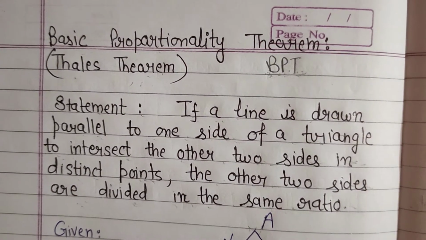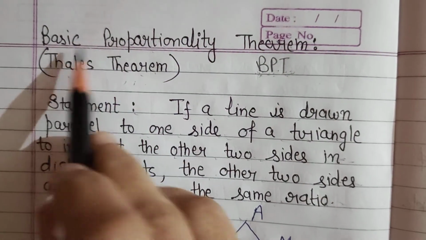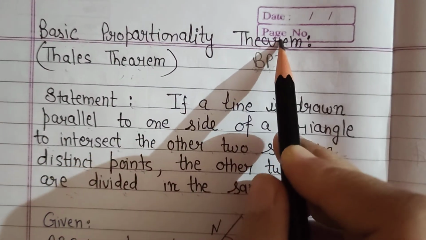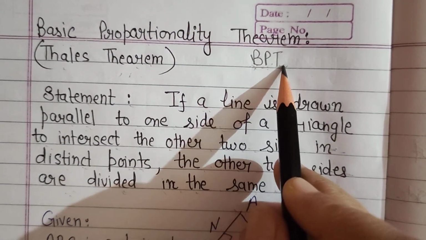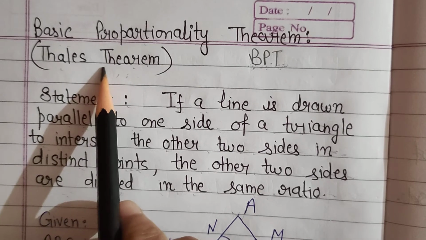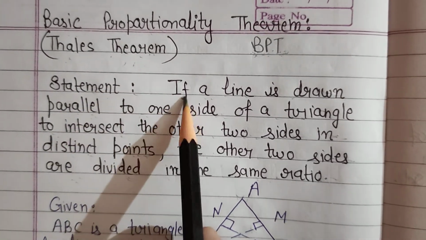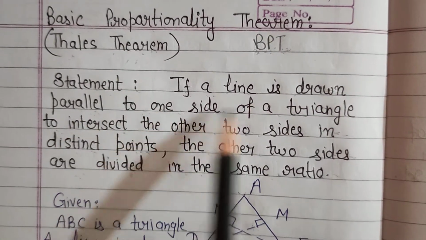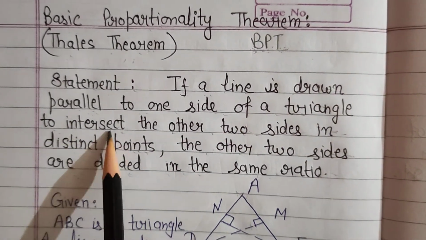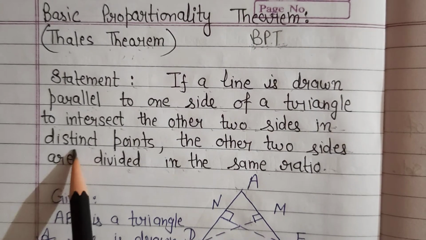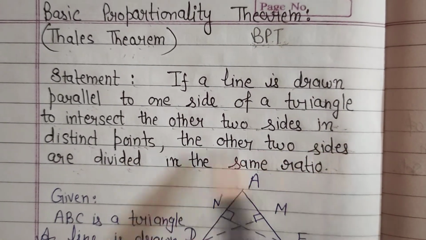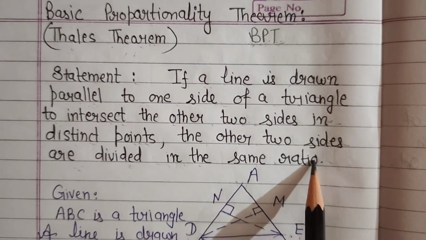Good morning class 10. Today we will do the Basic Proportionality Theorem. In short it is called BPT, and the other name of this theorem is Thales theorem. The statement of this theorem is: if a line is drawn parallel to one side of a triangle to intersect the other two sides in distinct points, the other two sides are divided in the same ratio.